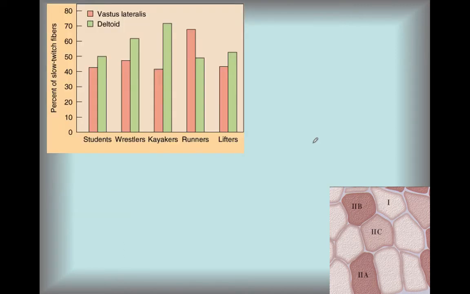Here's a little bit of data looking at fiber distribution, again, in the vastus lateralis and in the deltoid, which is a little bit of an unusual muscle to do fiber typing on. So we don't have lots and lots of data on that. But this is kind of interesting. So we look at those kayakers who use that upper body and use the deltoid a tremendous amount and look at the high proportion of slow twitch fibers that we find for them. It's very high.